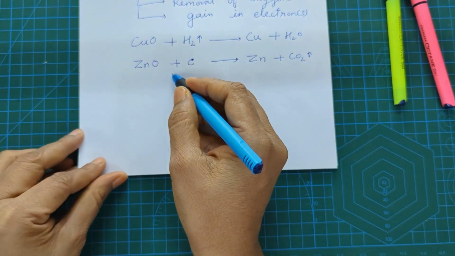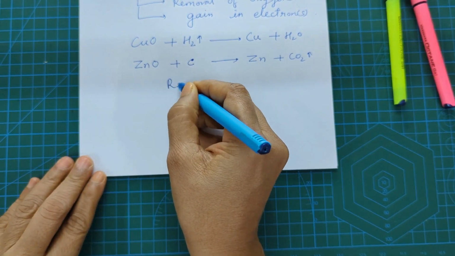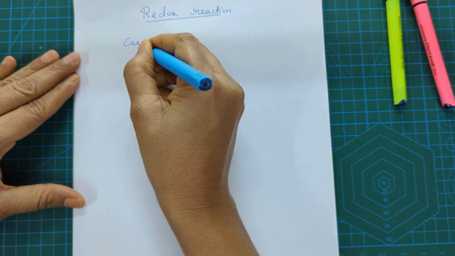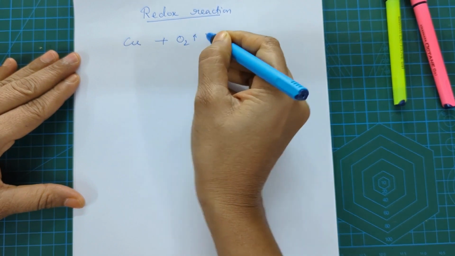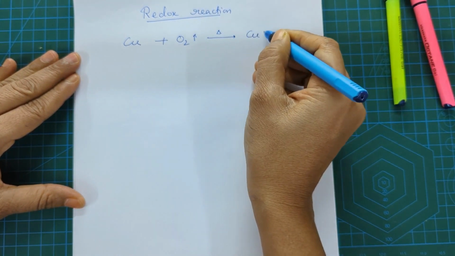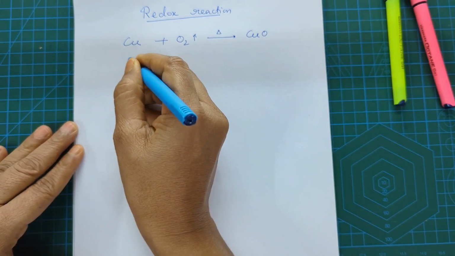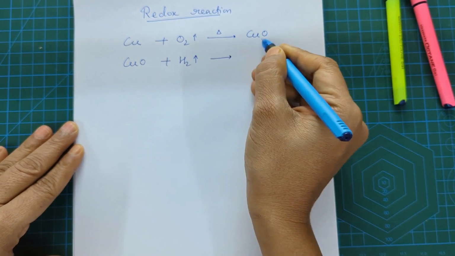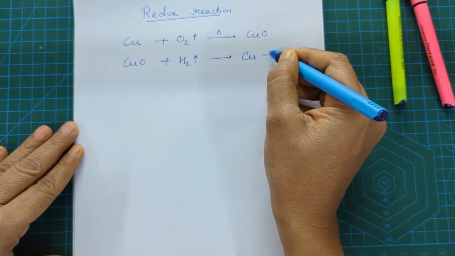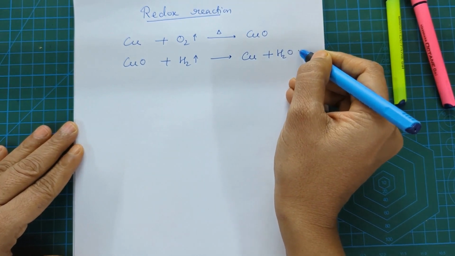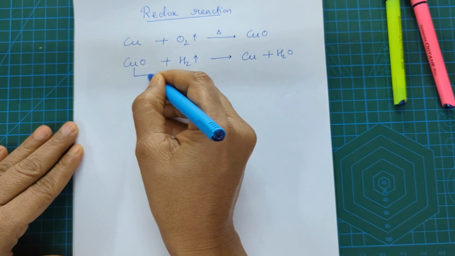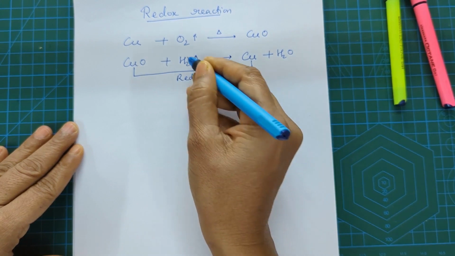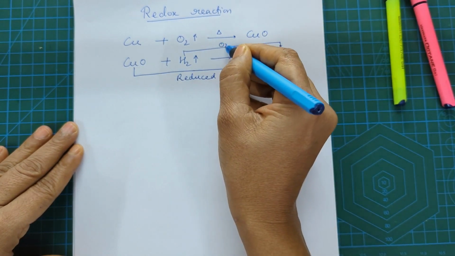Now a combination of oxidation and reduction is called redox reaction. So let me give you some examples of redox reaction. Let us take an example. Copper, when it is heated in presence of air, forms copper oxide. Through this copper oxide, if a stream of hydrogen gas is passed, then this reaction is reversed, due to which copper metal is formed and water is produced. So this is the redox reaction. Here copper oxide is reduced to copper and hydrogen is oxidized to water.